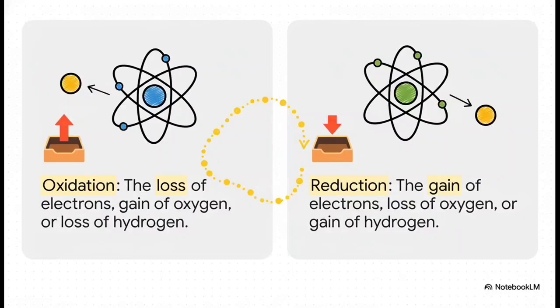Okay, now if we dig just a little deeper, a lot of these reactions are all about swapping tiny little particles called electrons. So when a substance loses electrons, we call that oxidation. And when a substance gains electrons, that's called reduction. The trick is you can't have one without the other. They're two sides of the same coin, and they always happen together in something we call a redox reaction.